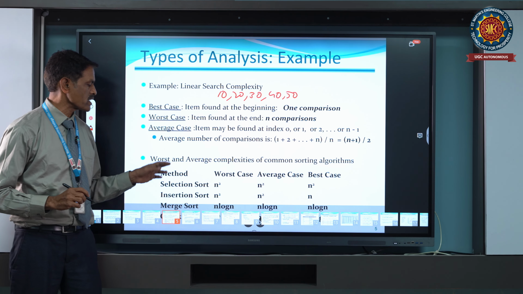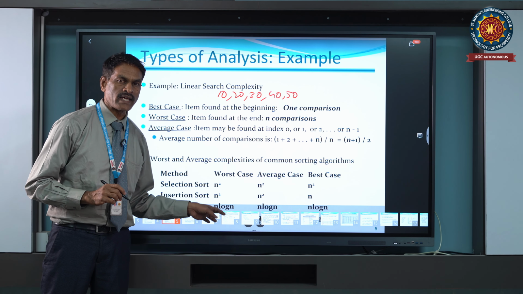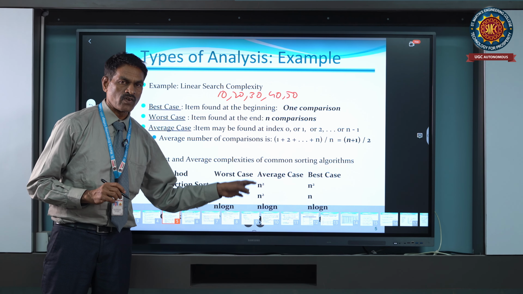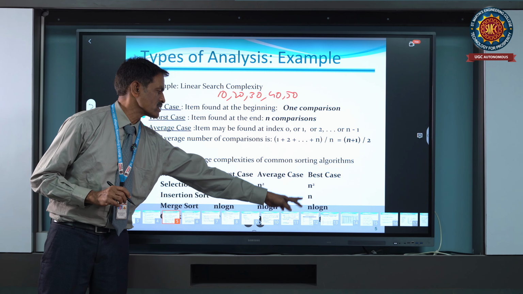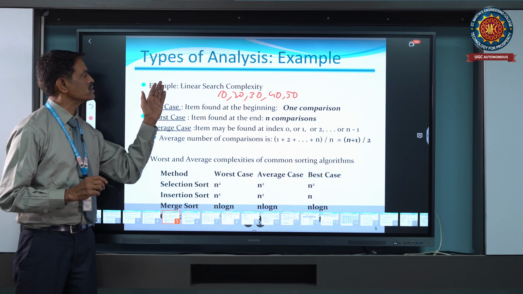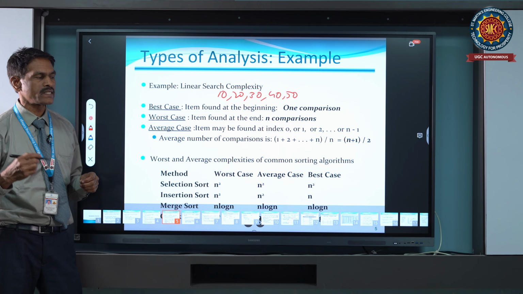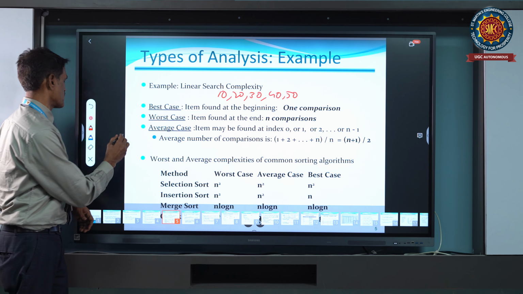Next is quick sort, where we use n square for the worst case, and n log n for the best case and the average case. So with these mechanisms, we have seen examples of the types of analysis for finding complexities using asymptotic notation.